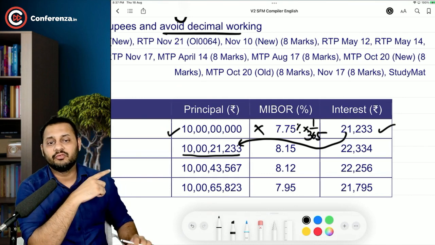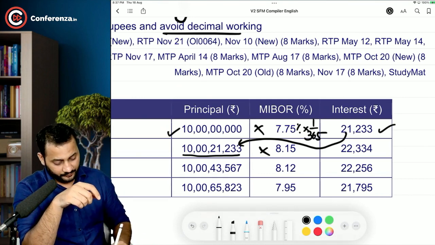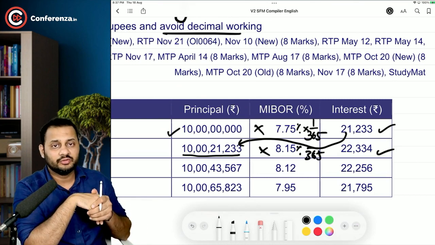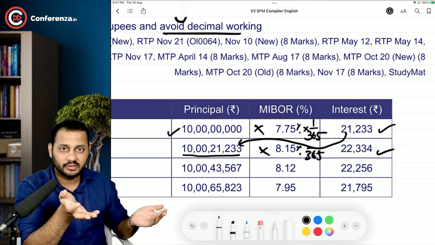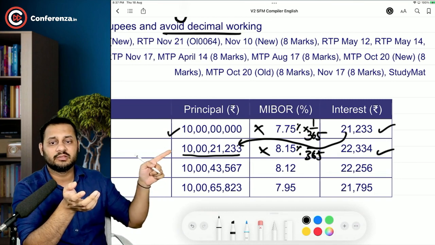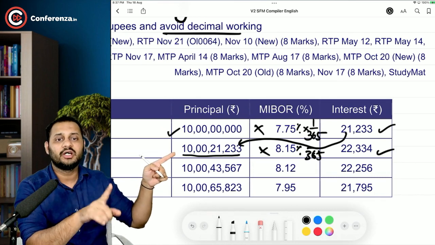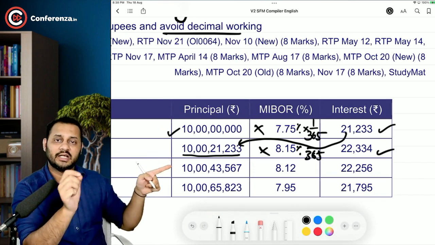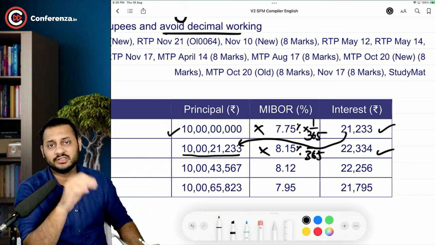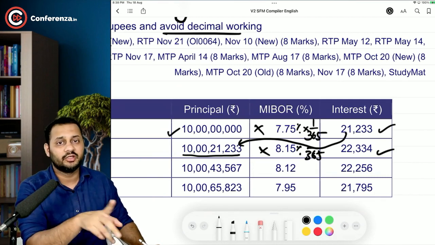That too at 8.15% for the second day, divided by 365. Now the interest is 22,334. This is also not paid by the other party. We will add that to the previous amount. So 10 crore plus 21,233 plus 22,334 will be this much, and the third day's interest will be calculated on this. In a similar way, we are going to calculate for all the 7 days.